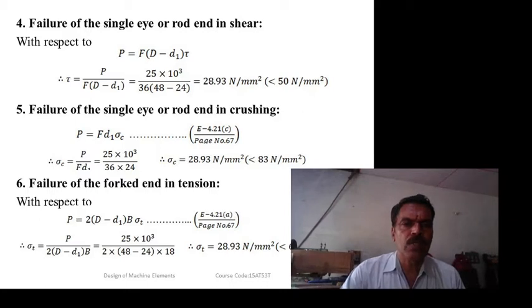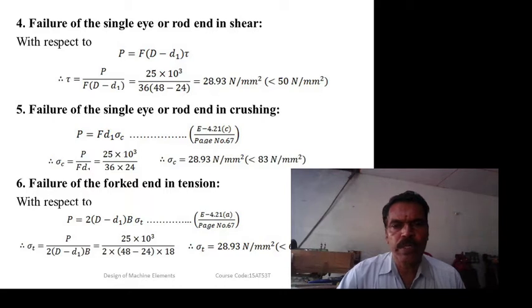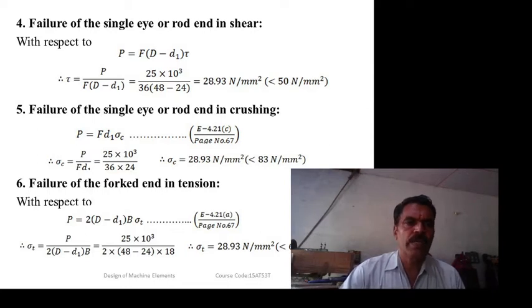I have substituted all these values in this equation, and finally we found this value, that is 28.93. This is called the induced shear stress of the single eye. It should be less than the given permissible value. So what is the permissible value? 50 Newton per mm square. Therefore it is less than the permissible value. Hence the design is safe under single eye rod. Okay, so next coming to the failure of a single eye or rod end in crushing, that is the fifth point. So by using the relation, what is the formula?